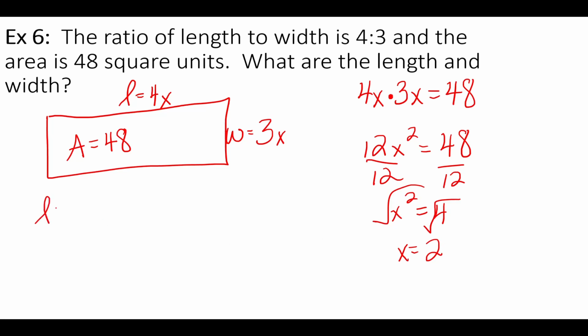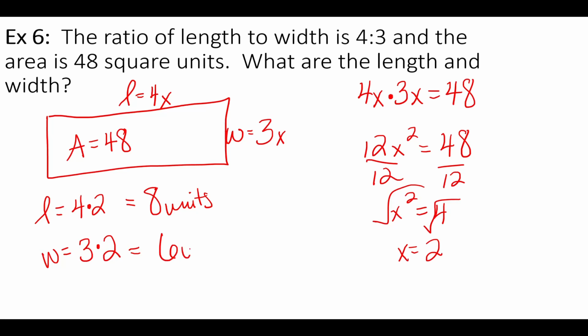So when we go back to finding the true length and the true width, we have to take our ratio times the scale factor that we found, 4 to 3 times that scale factor. So the true length would be 8 units, 4 times 2, and the true width would be 6 units, which is 3 times 2.